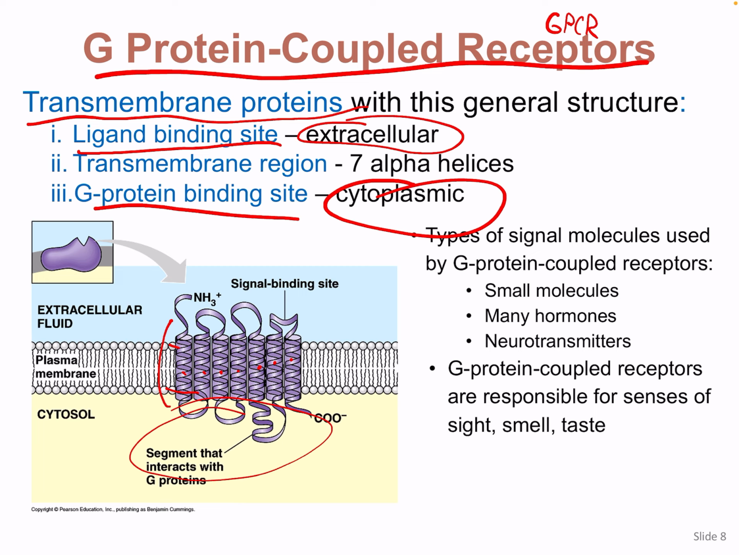The types of signal molecules used by G-protein coupled receptors include small molecules, many hormones. You'll see this a lot in physiology with certain hormones binding to G-protein coupled receptors, as well as neurotransmitters. Like I said, commonly we see acetylcholine and other stuff like that. G-protein coupled receptors are responsible for the senses of sight, smell, and taste. So they work on our nervous system as well for that.